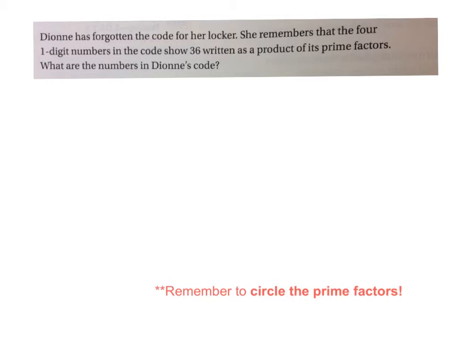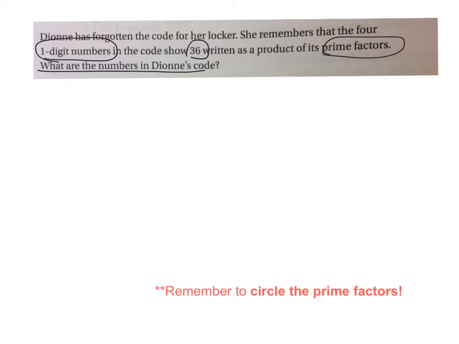Okay, so again, we have a word problem. So what is the question asking us to find? Ariel? Yeah, we have to figure out what numbers are in Dion's locker combo. And what is the important information we need in order to solve this problem? Adriana? Well, we need to know that she remembers that 4 one-digit numbers. Okay, they're going to be one-digit numbers. And also that 36 is written as a product. It's going to be the prime factors of the number 36.